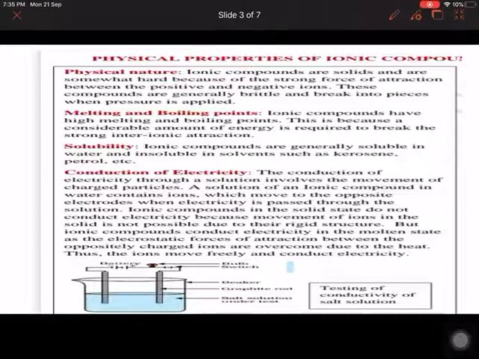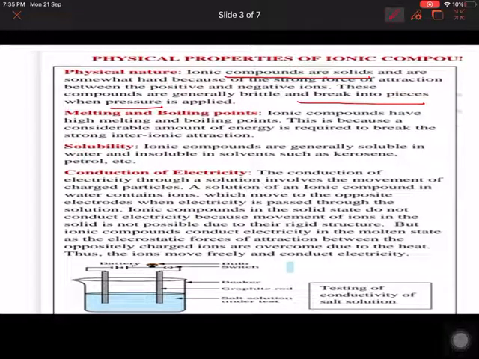Next is physical properties. So when we talk of physical properties, ionic compounds are solids at room temperature, except mercury, and here non-metals are not there. They are solid at room temperature because of the high attraction force between positive and negative ions, and they break into pieces when pressure is applied. Remember this, when pressure is applied, they break, so they are brittle in nature.